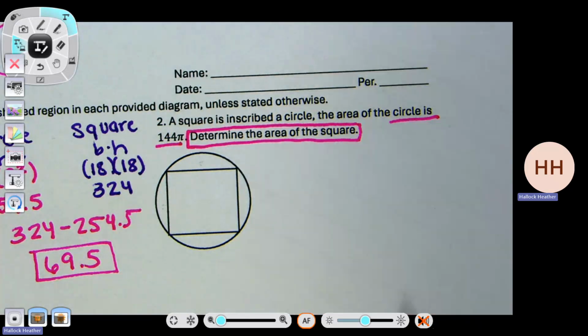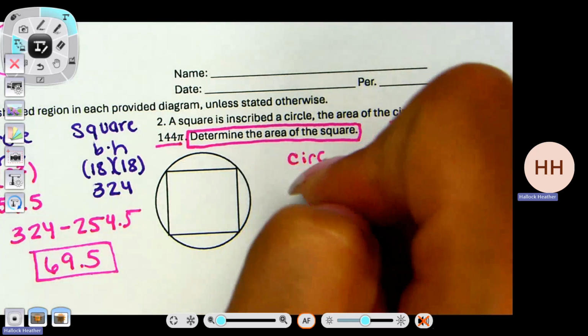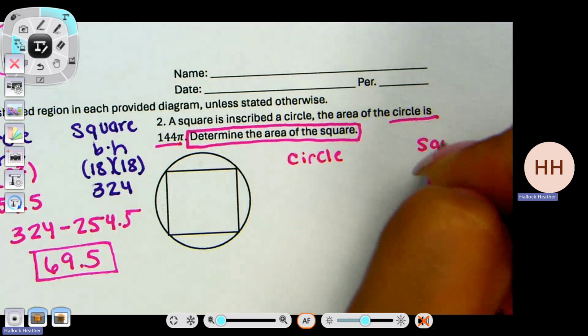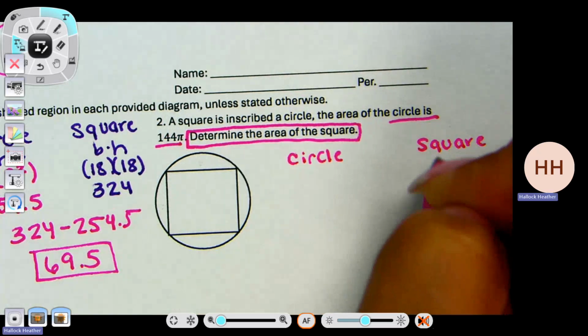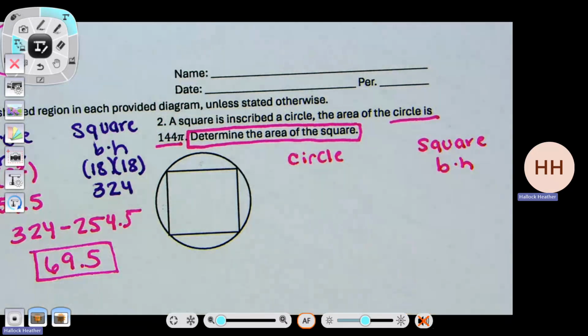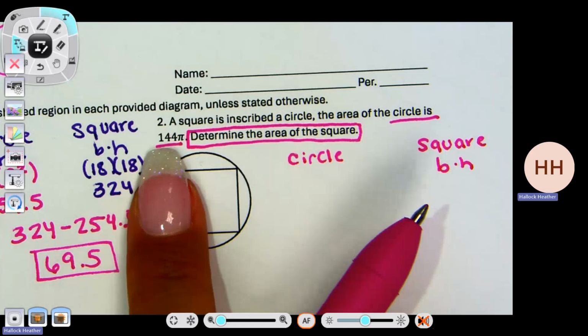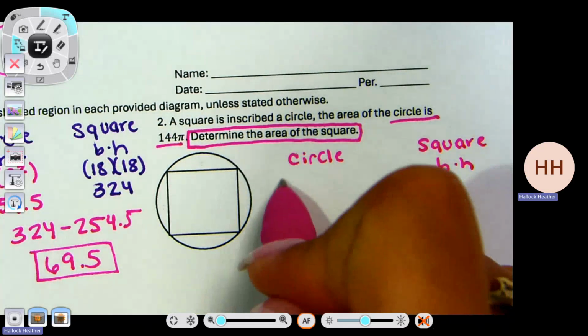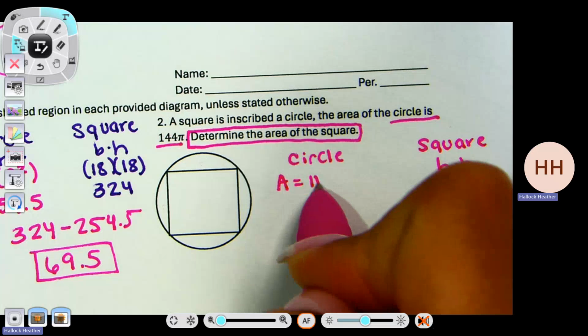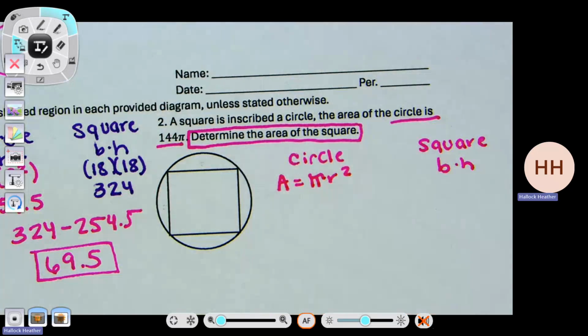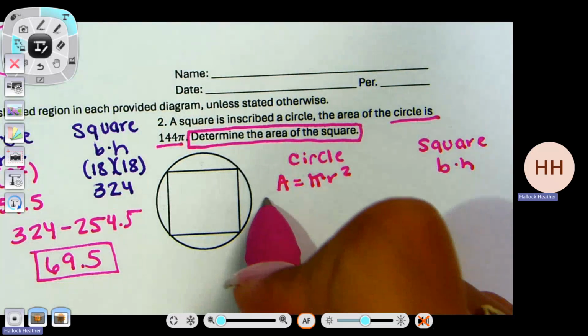So to find the square, we still have 2 shapes. We have circle, we have square. Square, we're obviously going to do second because that's base times height, and if I had that number, it would just be super easy. My circle is 144 pi. They're giving me the area for a reason. Area is pi r squared. I know the area is 144 pi.